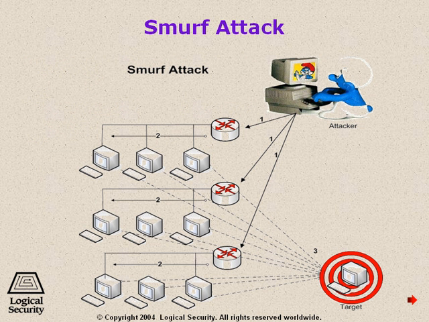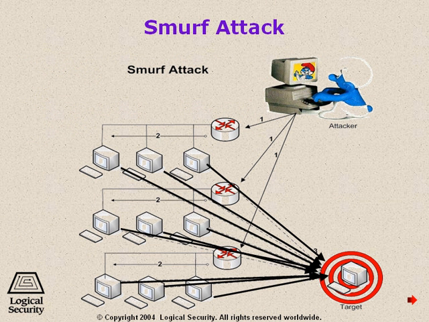So, here's the target computer. There's the attacker computer up at the top, and there's what we call the amplification network. This is just some network of computers that are able to respond to broadcast pings or broadcast requests. So the attacker sends it. The routers hear it and forward out that ping to all computers. The computers hear it, and as they normally would, they respond.